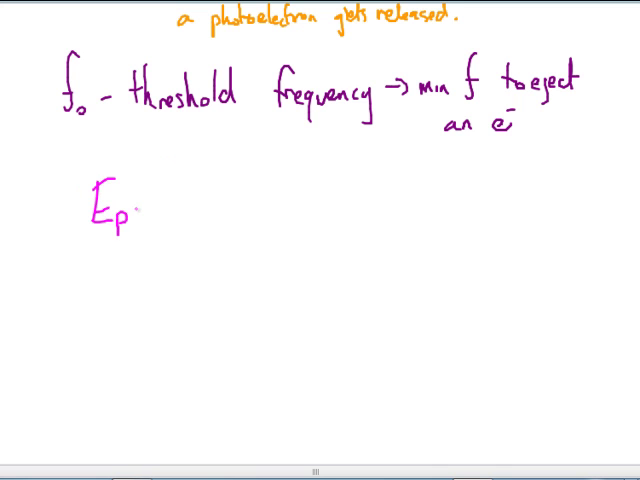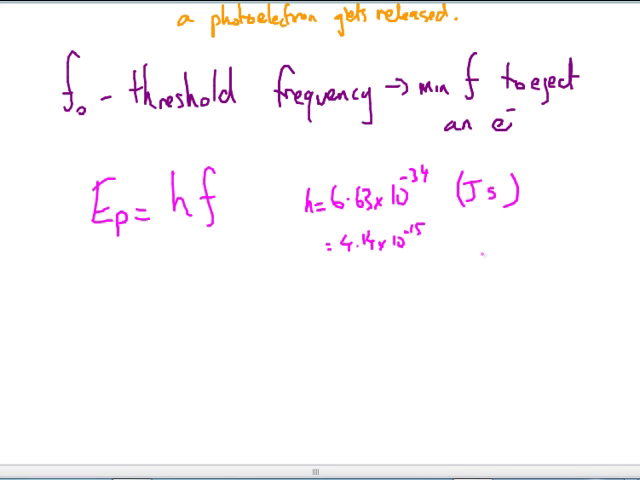So energy of a photon is equal to hf. h is Planck's constant, which is 6.63 times 10 to the negative 34, in joule seconds. And then we have 4.14 times 10 to the negative 15 when we're working in electron volts. So depending on the units in the question, depending on the information you're given, will decide which version of h you want to use.